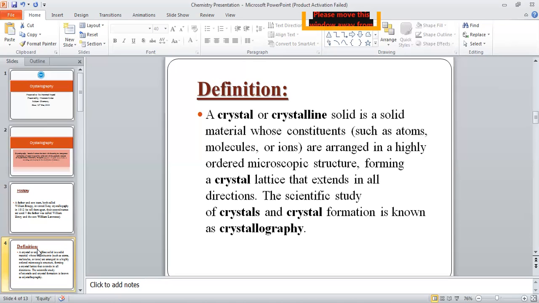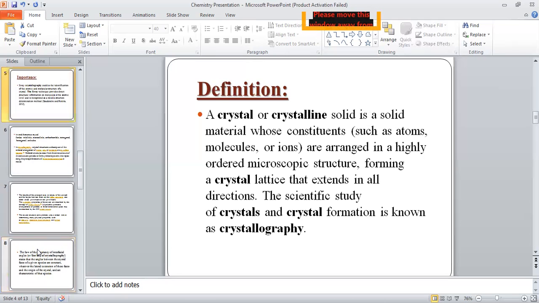The scientific study of crystals and crystal formation is known as crystallography. Crystal formation is the process in which crystals are made or produced. This is the second definition of crystallography.